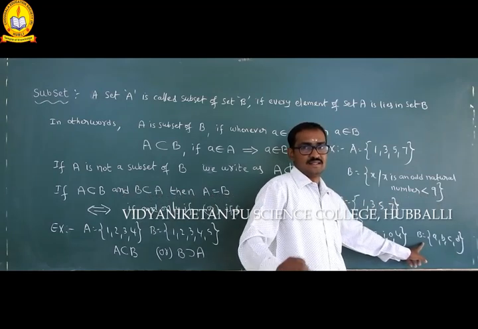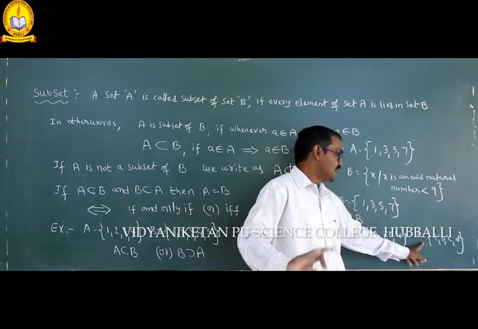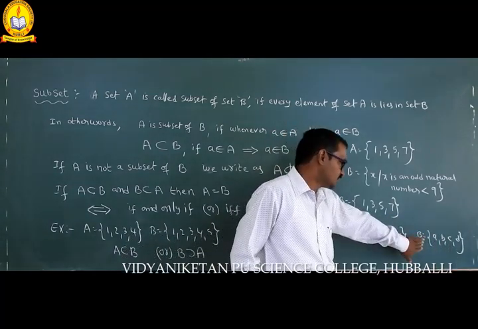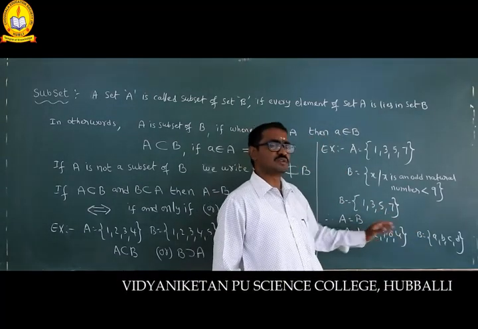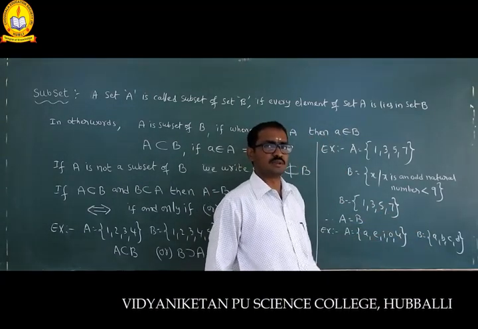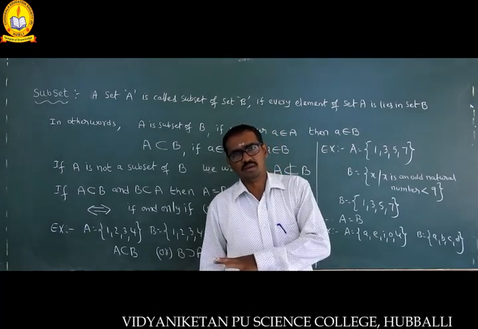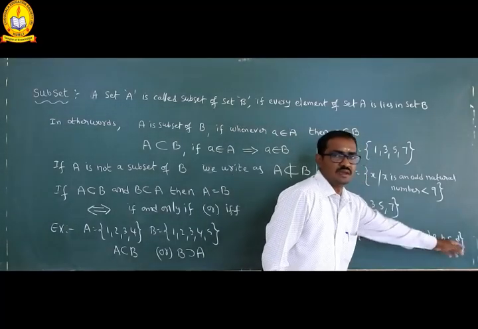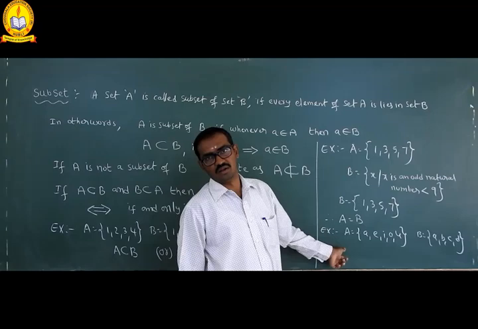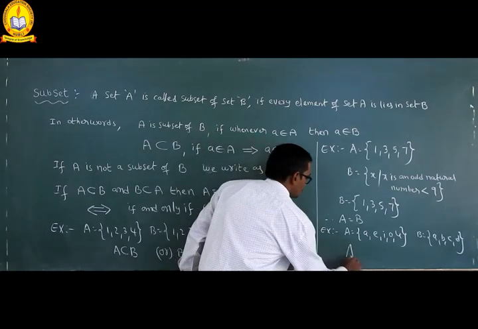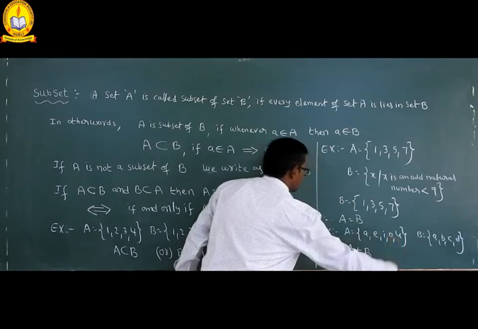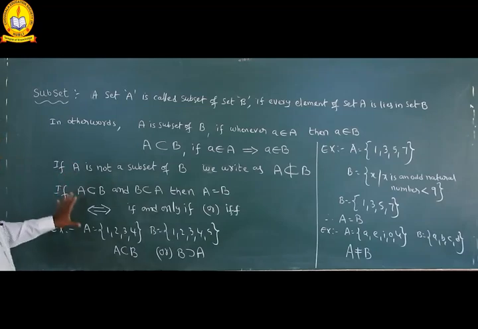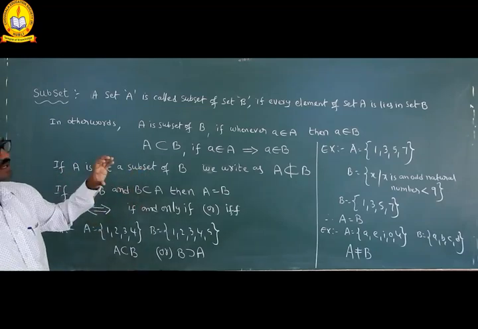If every element of set A lies in set B, then A is called a subset of B. If every element of set B lies in set A, then B is called a subset of A. If A is a subset of B and B is a subset of A, then A is equal to B. Here A is not a subset of B, and B is not a subset of A, because set B has element d, which is not in set A. So A is not equal to B. These two sets are unequal sets. Is it clear? This is the definition of the subset and an example for the subset.